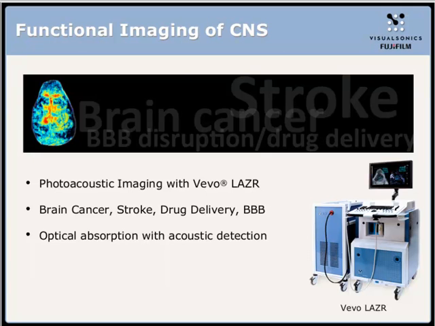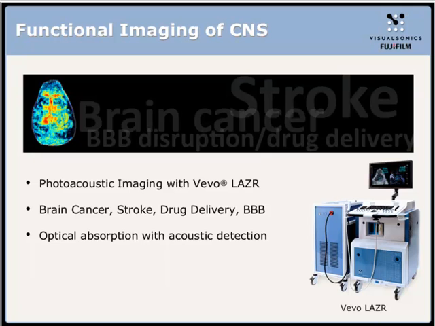I've shown a picture of the system here today. I wanted to introduce this to you really for your information. We won't have specific examples with the vivo laser shown with our panelists today, but I did want to make you aware of this technology, which is really an add-on to our existing ultrasound technology. It's a photoacoustic technique that uses optical absorption with acoustic detection.